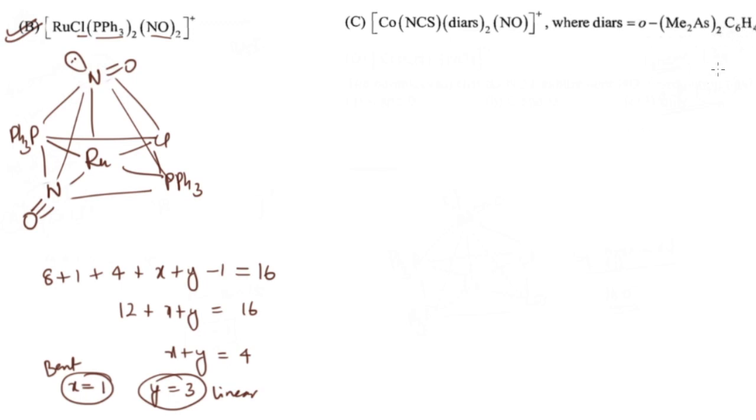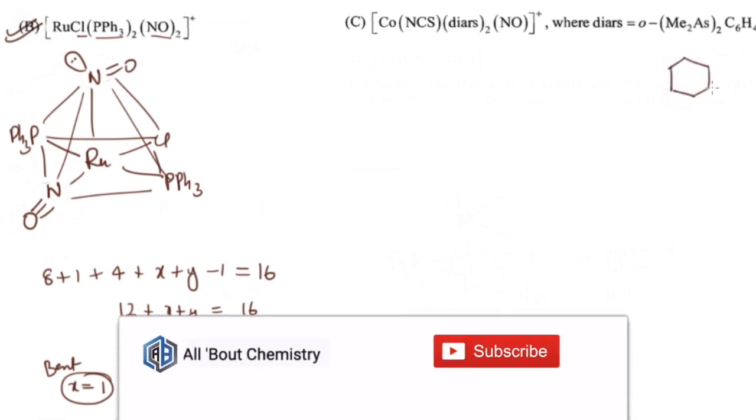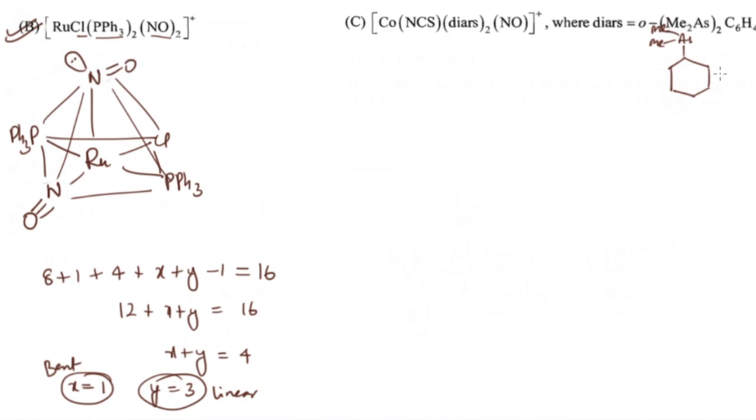So diars is nothing but, I'll just draw the structure of diars. In the ortho position you have As with Me2. So you have Me2As in this position also, and at this position arsenic with Me2. That's C6H4, with the two groups at the ortho position. So this is what diars is. Now that means this is a bidentate ligand, and NCS is a monodentate ligand, NO is also a monodentate ligand. So the coordination number over here becomes 6.